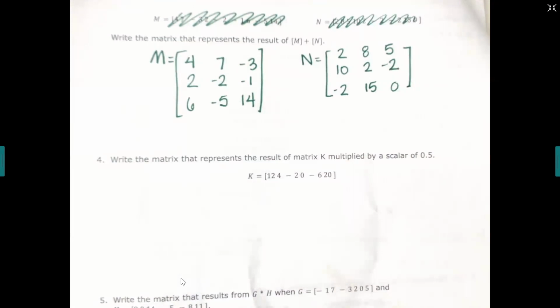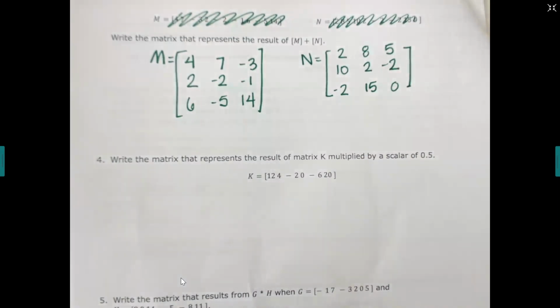what is it asking you to do with M and N? What operation? Add. And do you remember there are 2 ways that you can add? You can do it by hand, just add the numbers in the same spot. But now that we know how to put it in the calculator, just do it in the calculator. So let me show you how to do that.